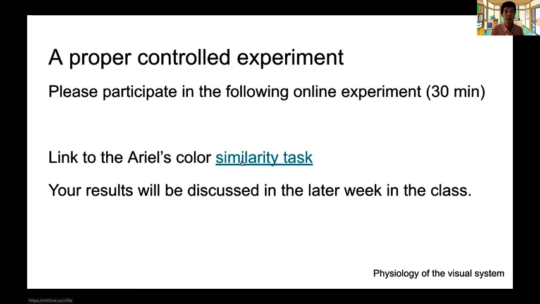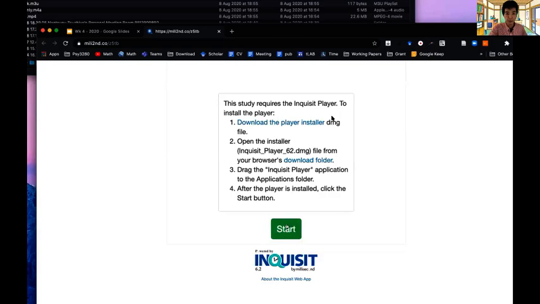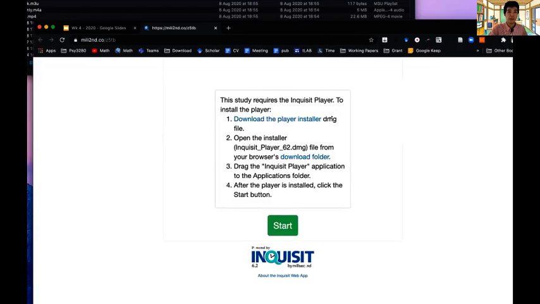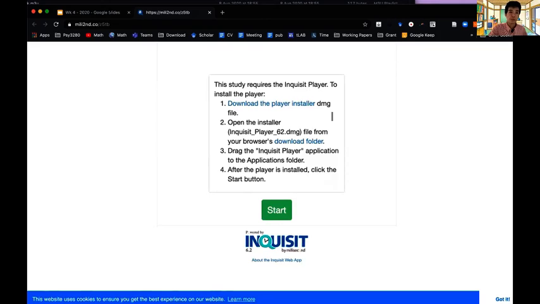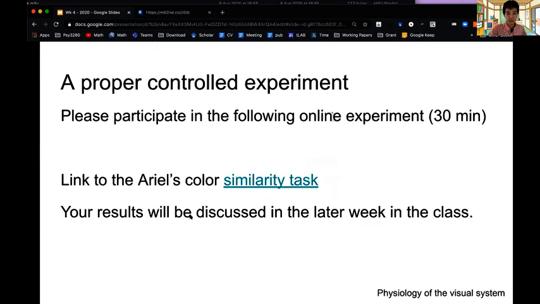One possible way is the currently conducted experiment by Ariel in my lab. If you follow this link, you will be led to this Inquisit website, and if you press start, the experiment will start. It takes about 20 minutes to complete, and we will be discussing the results in a later week. So I encourage you to do this.